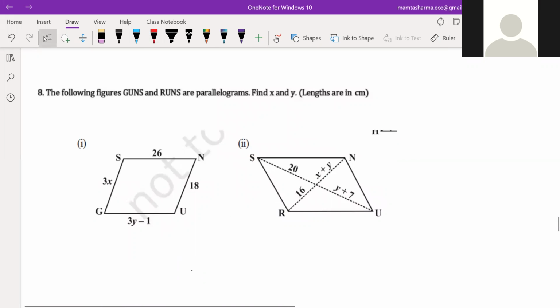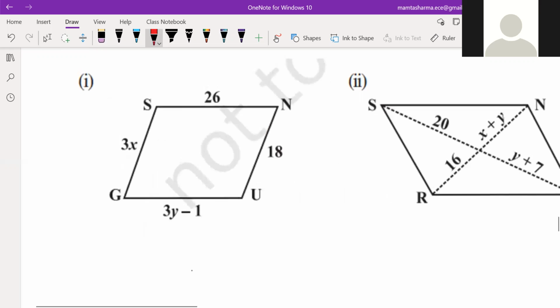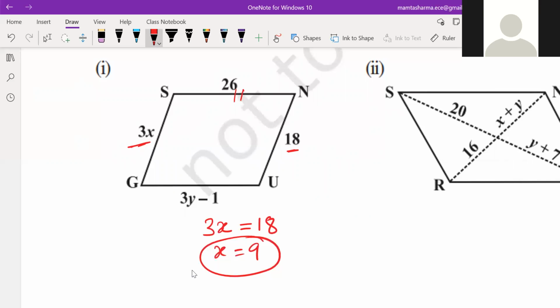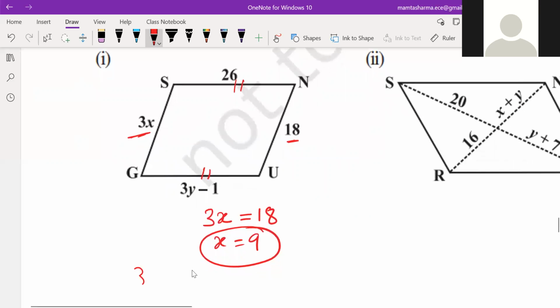If the figure is a parallelogram, find x and y. If this is a parallelogram, do this question only. Both are similar. Find the value of x and y. X equals to 5? X is equal to this, since the opposite parallel sides should have equal length, equal to 9. So 3x should be 18, or you can say x equals 9. And they are also parallel sides, so their lengths should be equal.